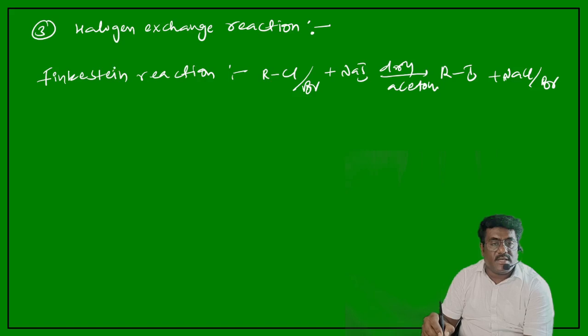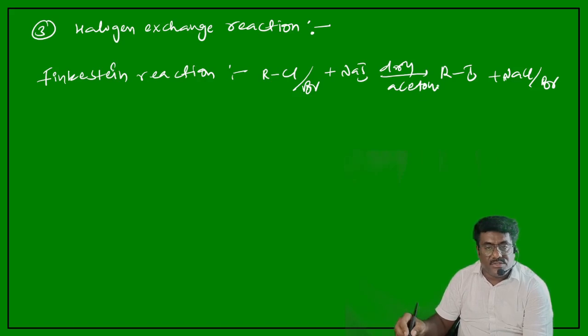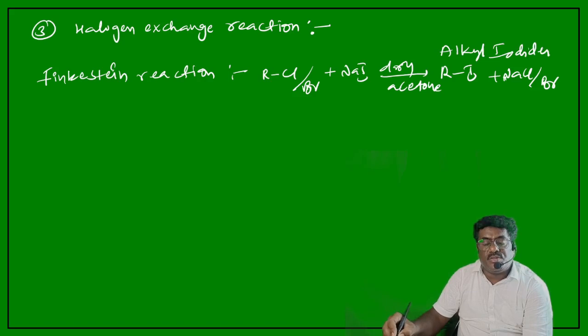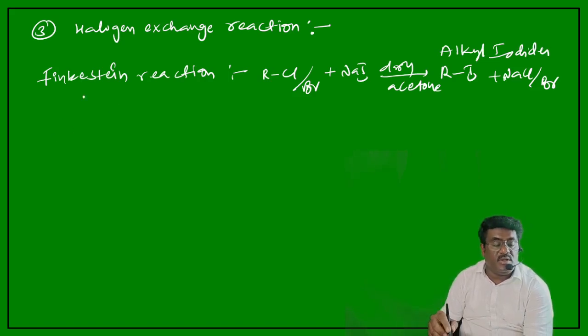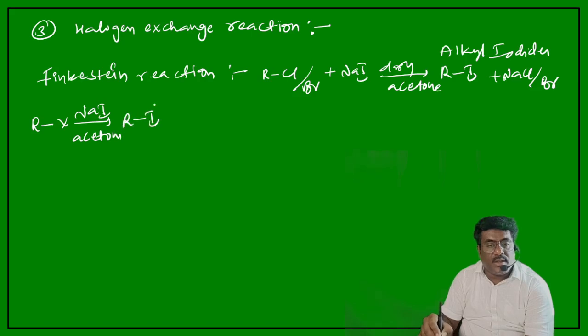This is the Finkelstein reaction, used for preparation of alkyl iodides. I am taking one example. The general formula: RX in presence of sodium iodide in dry acetone gives RI, alkyl iodide, and sodium halide. In this reaction also no rearrangement is possible.